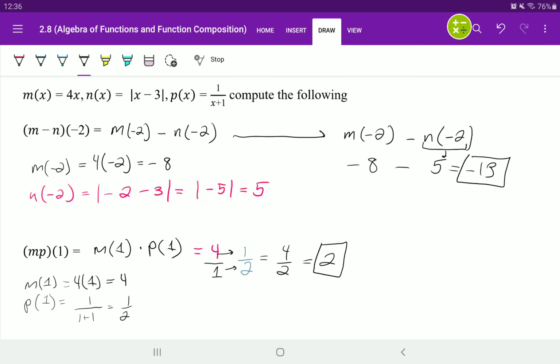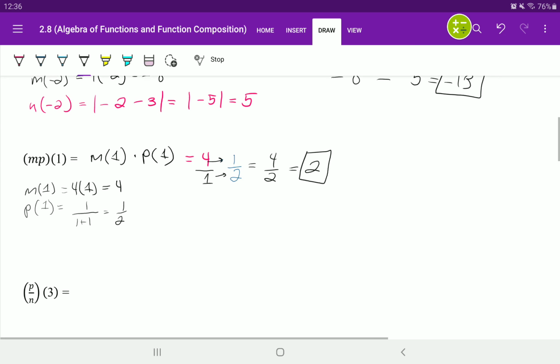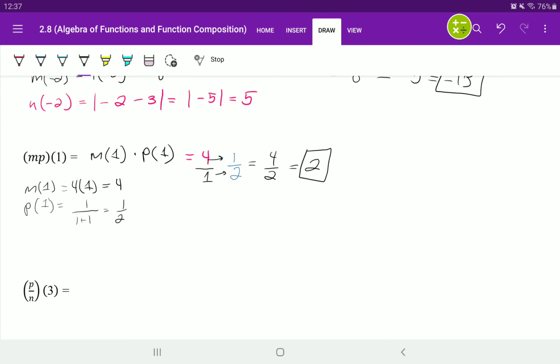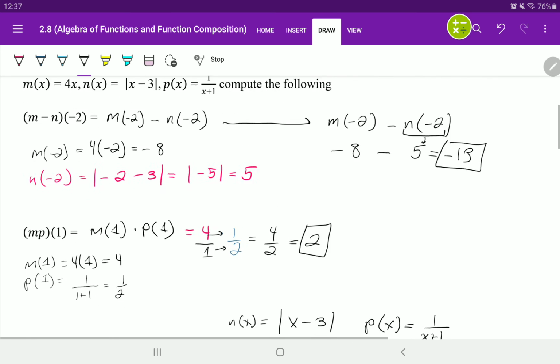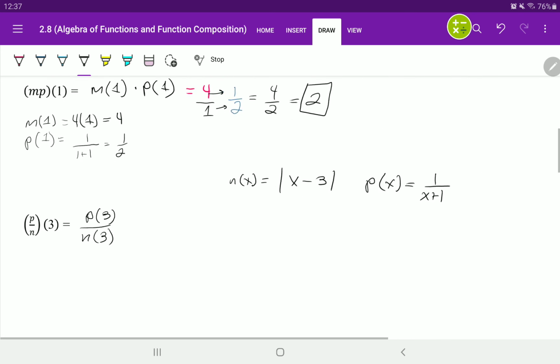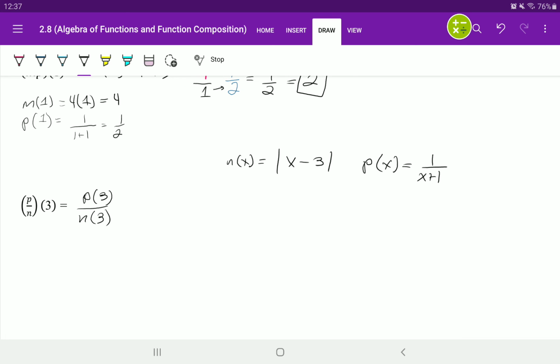We'll do the last one. Zoom out a little bit. It says P divided by n of 3. So when we write that, it would be P of 3 divided by n of 3. Let's remember that n of x equals the absolute value of x minus 3. And P of x equals 1 over x plus 1, as given up here. So I'm going to evaluate each of those. Let's do P of x first, since it's on top.